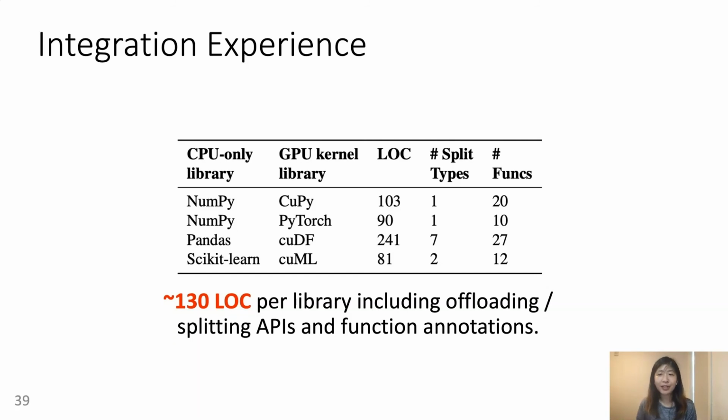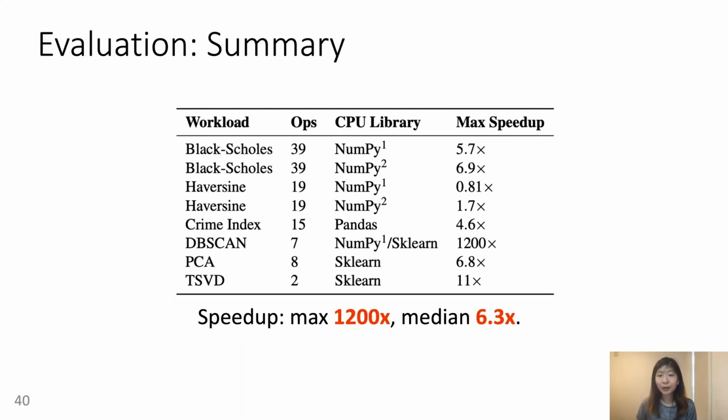We wrote offload annotations for 4 different GPU libraries and found that on average, a single library integration took 130 lines of code. The actual implementation for each integration looks very similar to what we described in the design. We evaluated Bach on 8 different workloads from library tutorials, Jupyter notebooks, and blog posts that we found online. Across all the workloads, we observed a maximum speedup of 1200x and a median speedup of 6.3x.